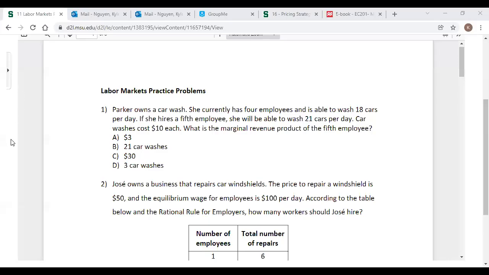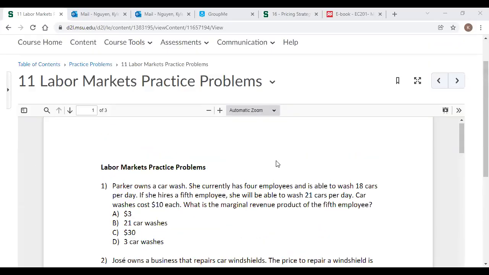So we're just gonna start from these problems, and we're just gonna go all the way to game theory. The only chapter we're not gonna be covering is pricing strategy because there's not any practice material up for it. So with that being said, let's get started.